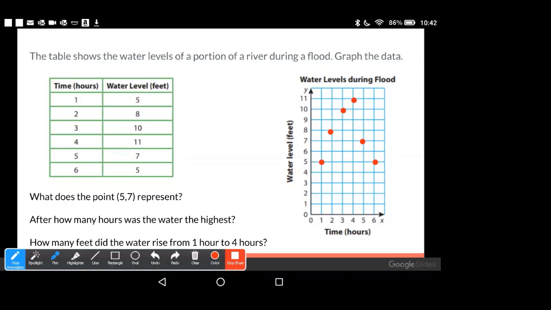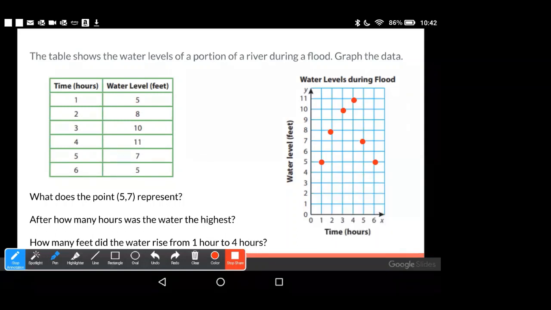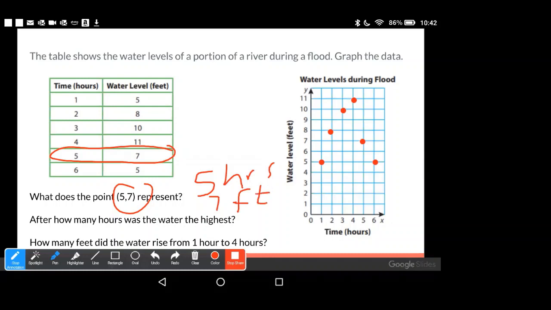So then the question asks, what does the 5, 7 represent? So 5, 7 is right here. So what does that represent? Well, that represents that after 5 hours, I have 7 feet of water. Okay, that's all that means. You know what your X is, you know what your Y is. You can look at the graph and make sense of that as well.